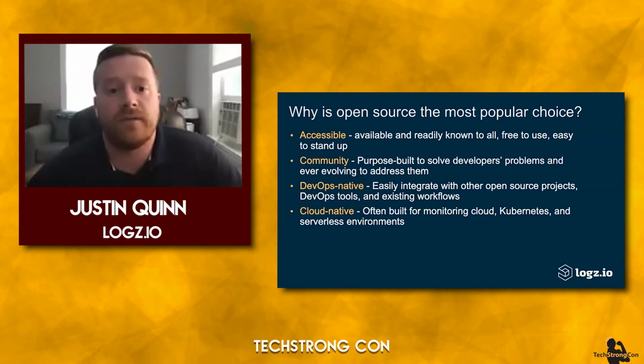Open source tools have a strong community behind them, and they're built to solve developers' problems. The tools are also ever evolving in order to keep up with the challenges that different DevOps teams face on a day-to-day basis. The open source tools that we're looking at are also DevOps native. They integrate well with other open source projects, as well as DevOps workflows. And the final point listed here, open source tools are often cloud native, and they're built for monitoring things like Kubernetes and serverless environments.